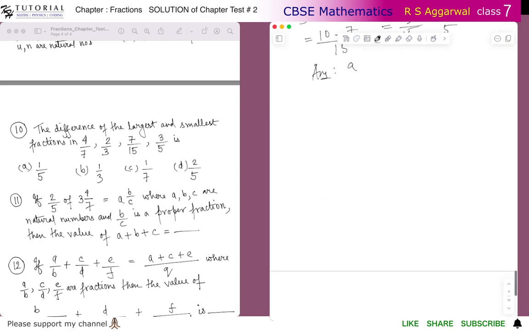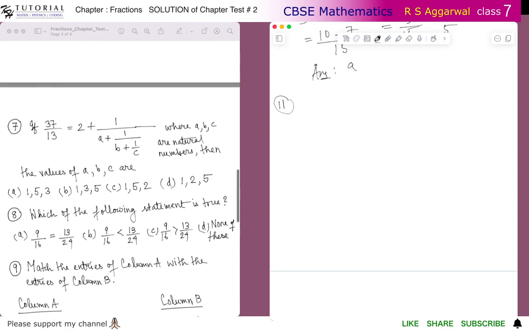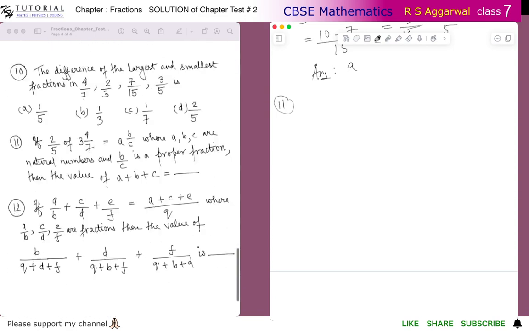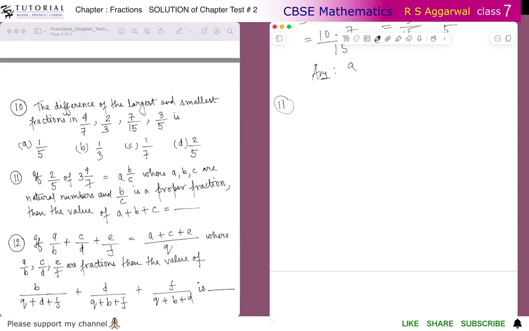Okay, let's do 11. It is saying that if 2/5 of 3 upon 4 by 7 is A upon B by C, where A, B, C are natural numbers and B by C is a proper fraction, then find the value of A plus B plus C. It is quite similar to problem 7, the concept. So 2 by 5th of, we have to first evaluate this.